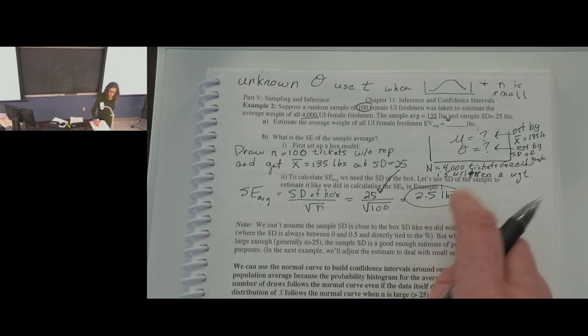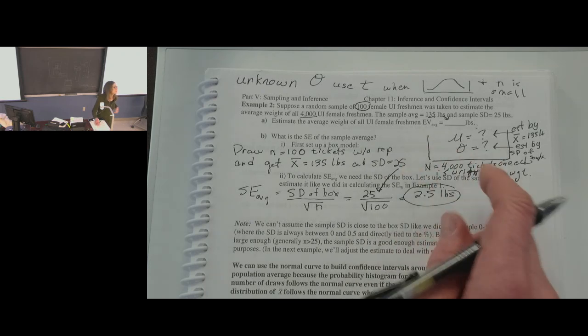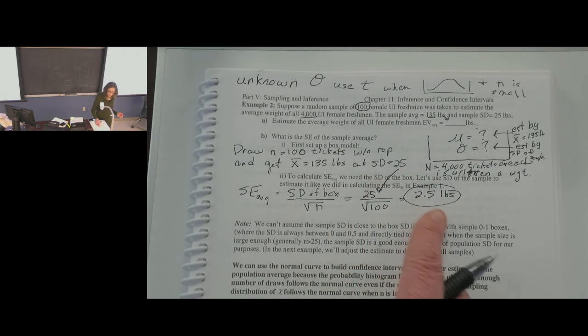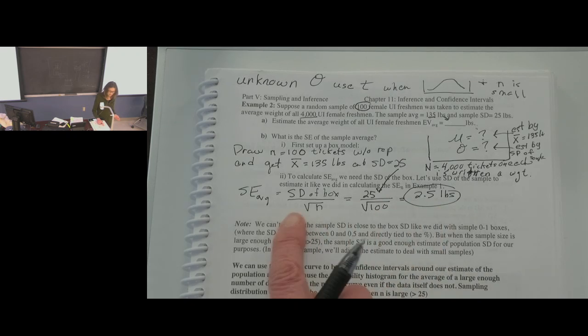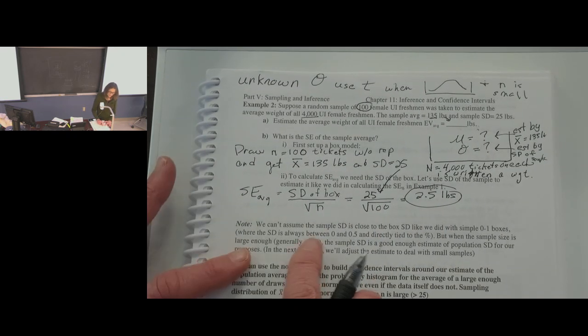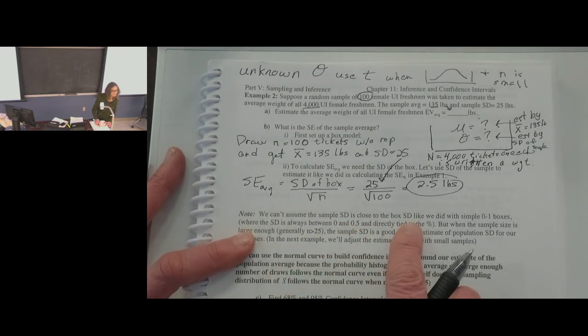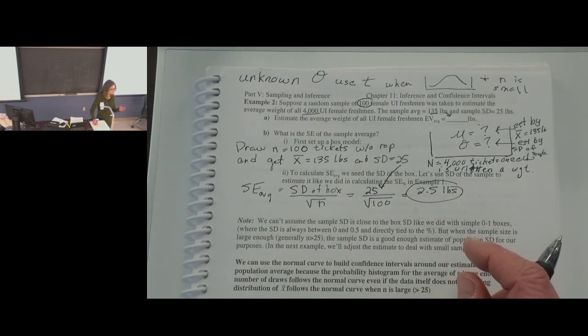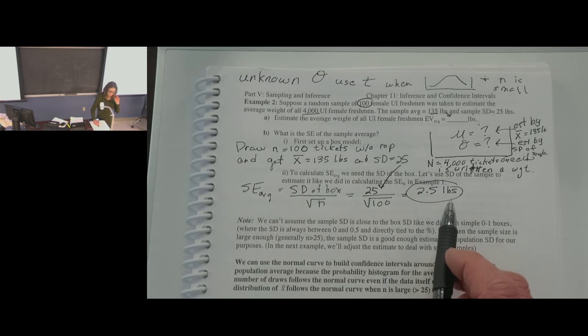The spread in our sample, or in the population, is 25. But when you take a sample of 100, you're going to get much, much closer to the true average. Okay? What I did right here is not what software programs are going to do. Software programs are probably going to make an adjustment on this, but it's going to be a very, very small adjustment.